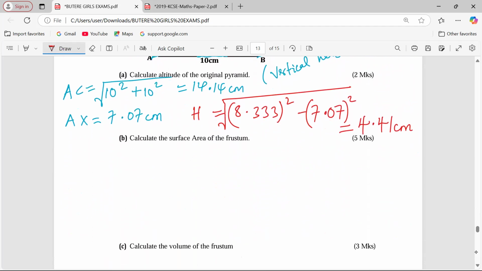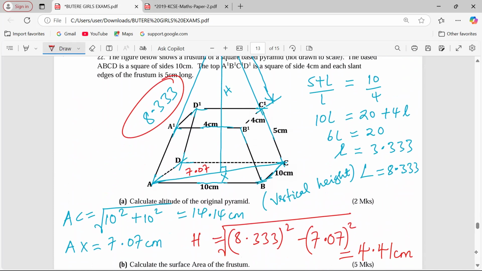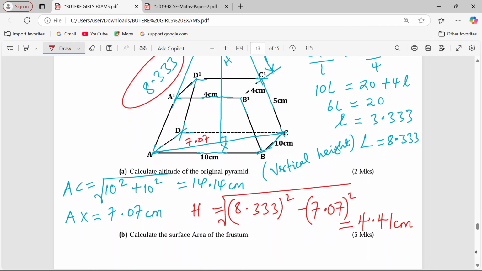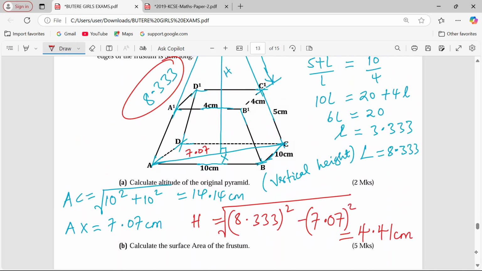Then now we get back to part B. Calculate the surface area of the frustum. Is it a solid frustum or is it open? This one is a solid frustum, so it will have the top and also the base. So surface area will be given by the area of all the faces that we can see. And remember, the slanting edges are all equal because it is square-based.